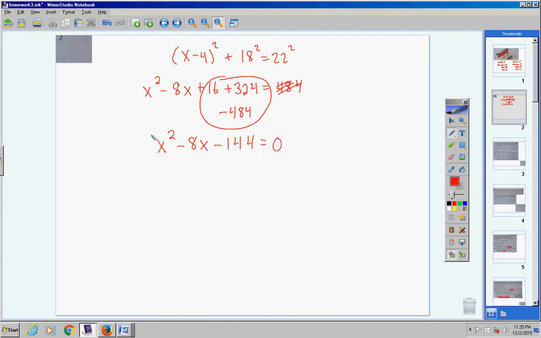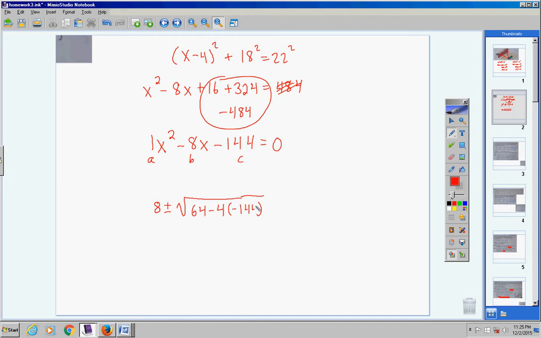So here, 1 is my A. Here's my B. Here's my C. Quadratic formula: negative B, and B is negative 8, so negative 8 is a positive 8, plus or minus the square root of B squared. B is negative 8. Negative 8 squared is 64, minus 4AC, 1 times negative 144.